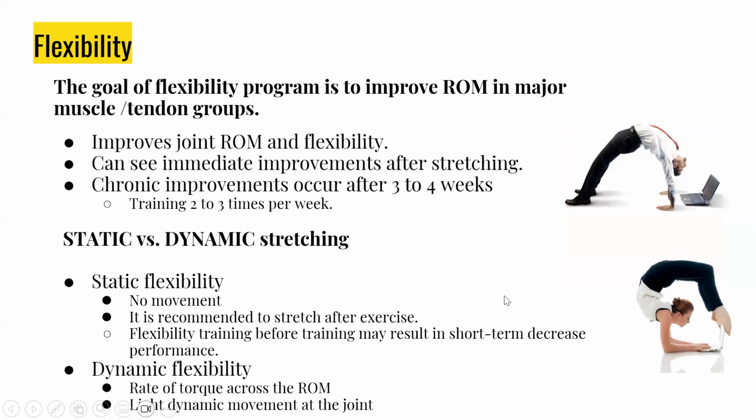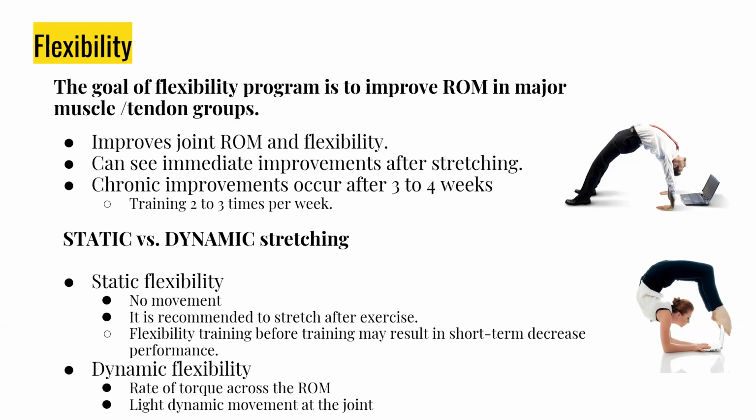So the goal of the flexibility program is to improve range of motion in major muscle and tendon groups, right? Like the shoulder, the hip, the knee, the trunk. So it's very important to include some sort of flexibility in our strength training program, because it improves range of motion and flexibility, and you can see improvements immediately after stretching, right?